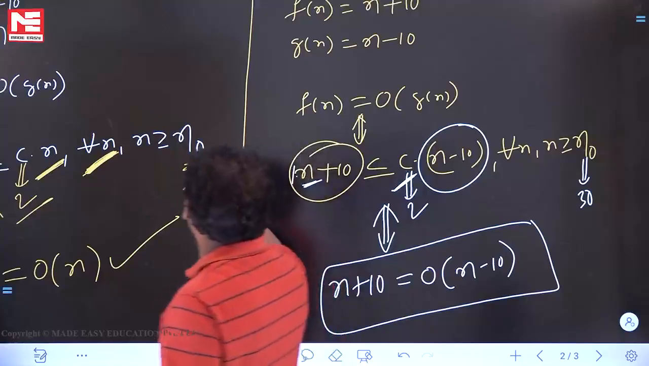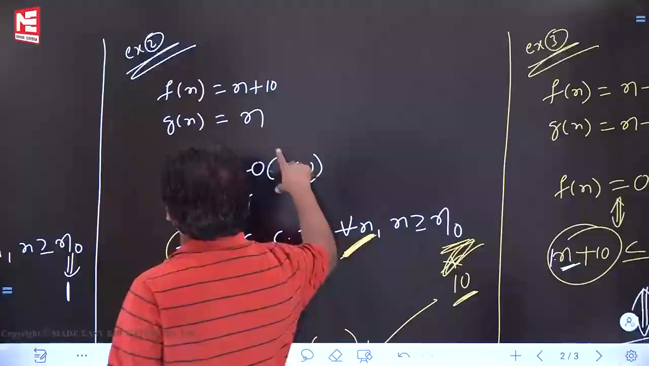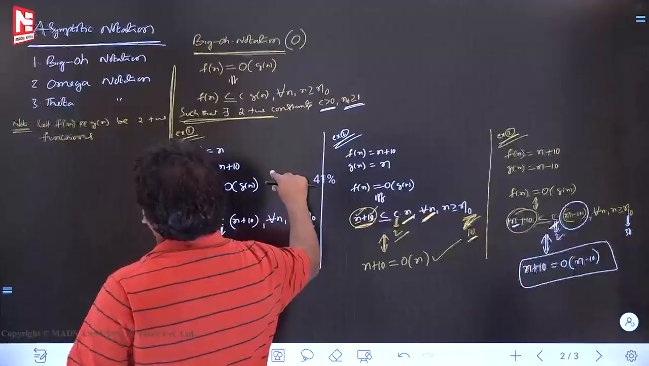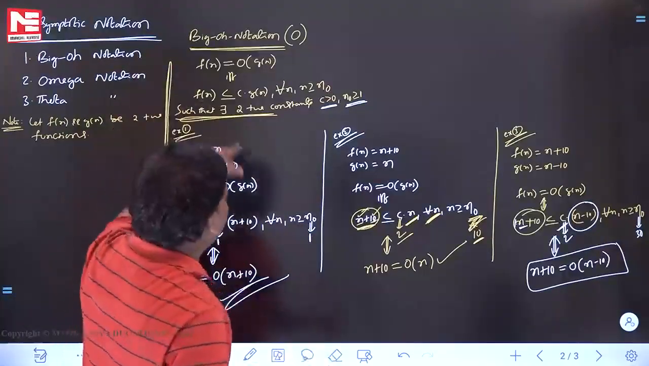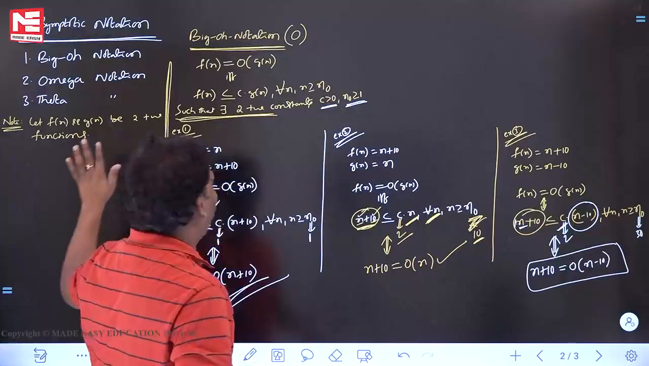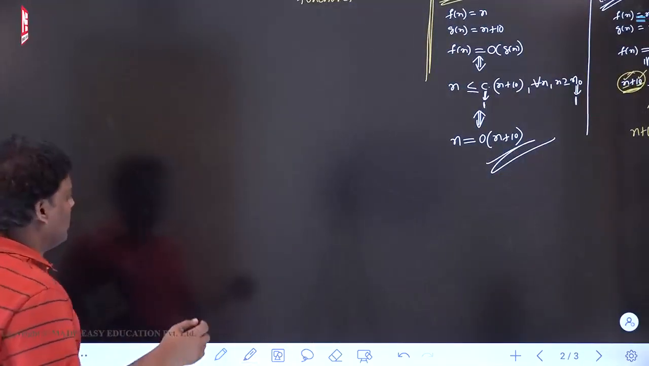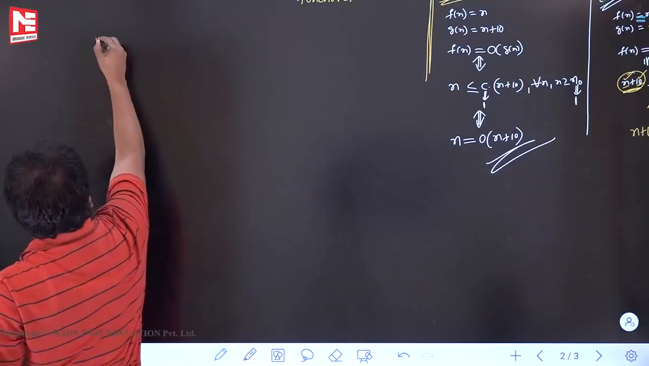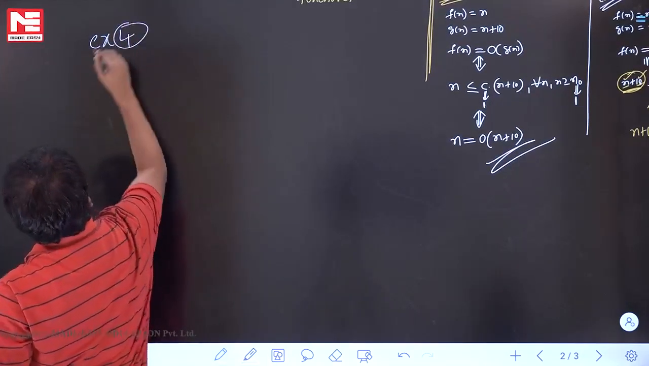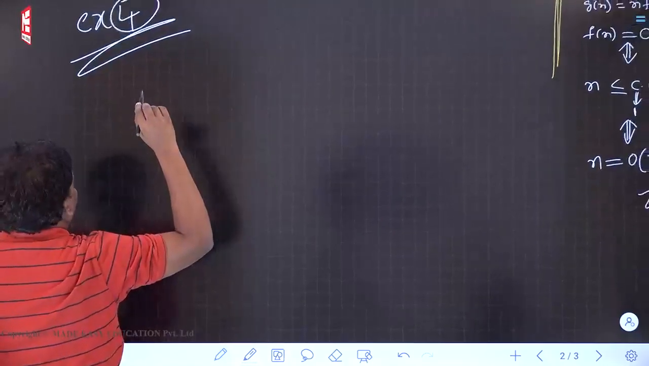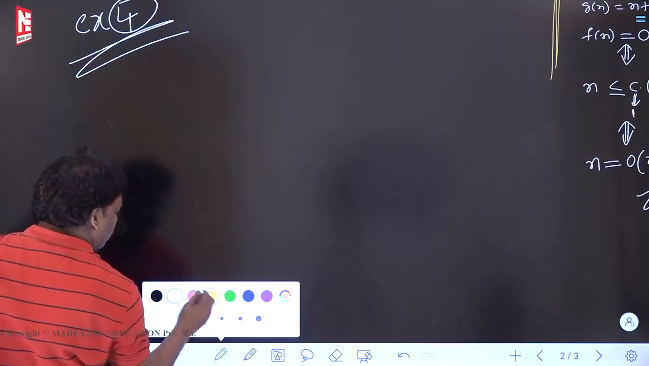Let's go to one more example for big O. So this is the big O, the total big O story is this one. Asymptotic notation, big O notation, I think 3 examples I have given. Let's see one more example. Big O notation, one more interesting example I am giving. See this also. See example 4. Example 4 I am explaining, please see this.